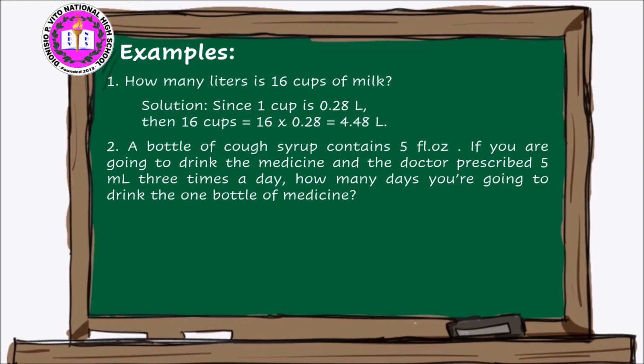Second example: a bottle of cough syrup contains 5 fluid ounces. If you are going to drink medicine and the doctor prescribed 5 ml 3 times a day, how many days are you going to drink the 1 bottle of medicine?